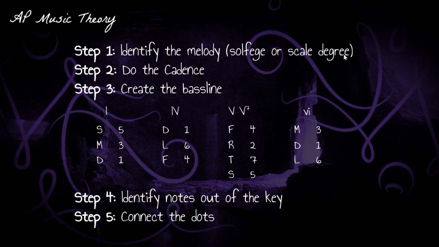Identify any notes out of the key and what that implies. More detail on this is provided in chapters 12 and 13. Step 5. Connect the dots. But now we should begin to see opportunities to connect the dots between the melodic patterns and implied harmonies. This will also help you in harmonic dictation.